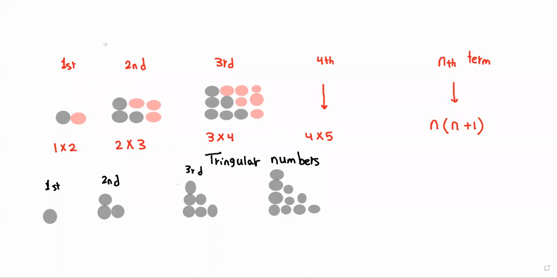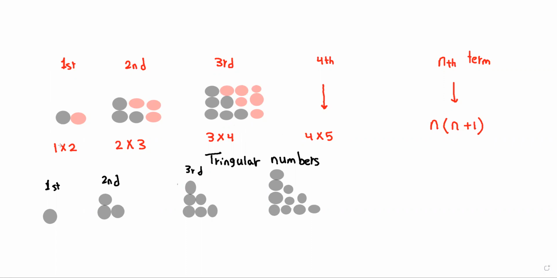Okay, if we look at this pattern here, the first term is two circles, one black and one red, and the second term is three black and three red, all of them six. And the third term, we have 12 circles. I want to describe the pattern. So how can we describe it?